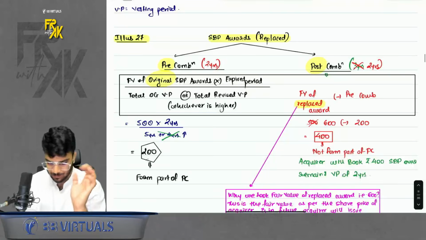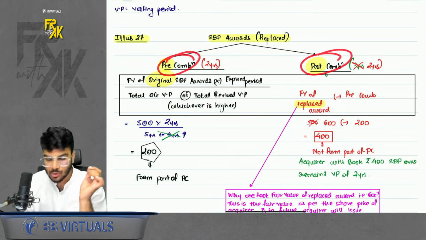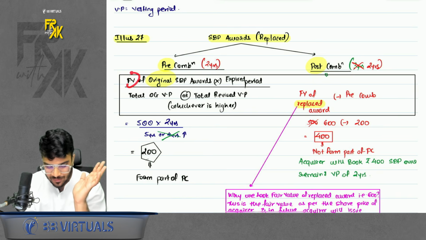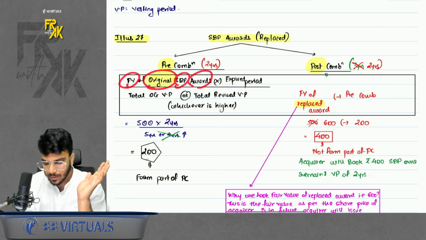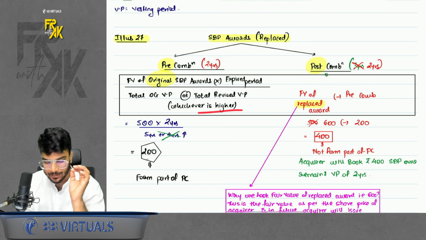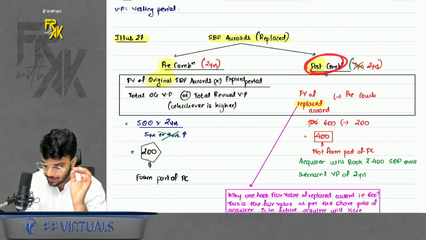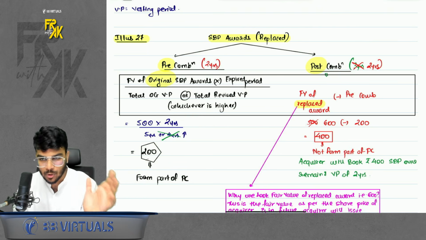What was the formula? You can see SBP awards divide into two parts, pre-combination and post-combination. In pre-combination you will say fair value of original SBP awards multiplied by expired period divide by total original vesting period or total revised vesting period, whichever is higher. This amount will form part of PC. Okay, and whatever is the balancing figure will come in post combination.